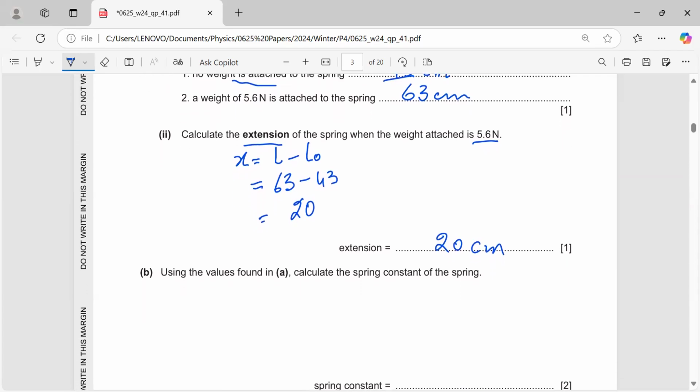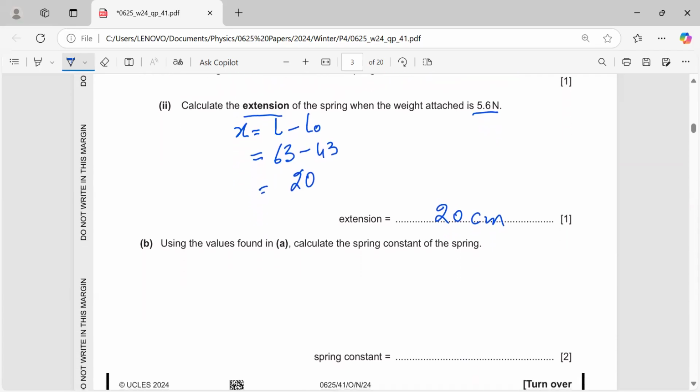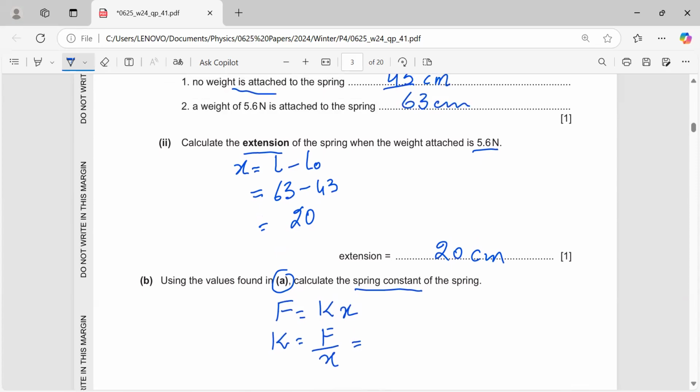That is the extension. Using the values found in part A, calculate the spring constant of the spring. The formula for the spring constant is F equals Kx. Separating K, it equals F over x. Substituting the values, 5.6 divided by 20, your answer is 0.28. The unit for it will be Newton per centimeter.